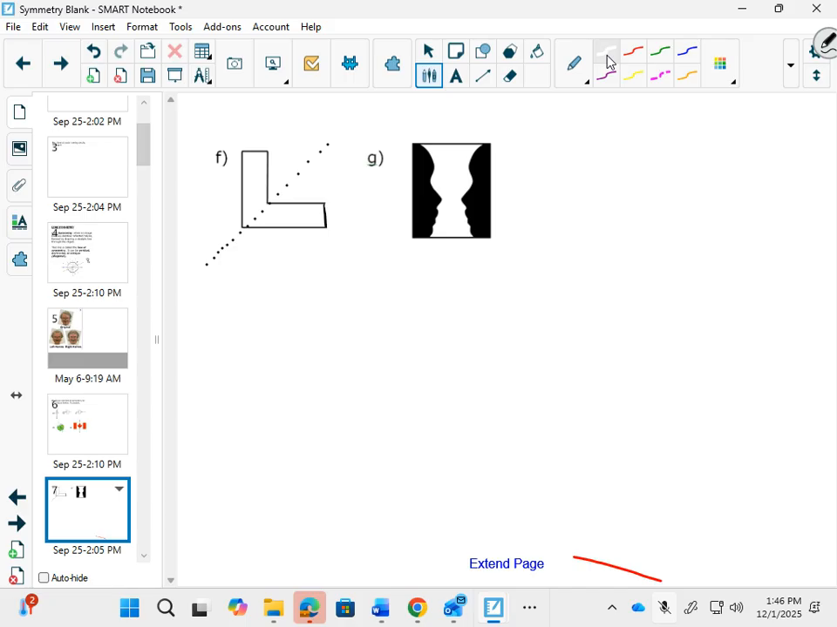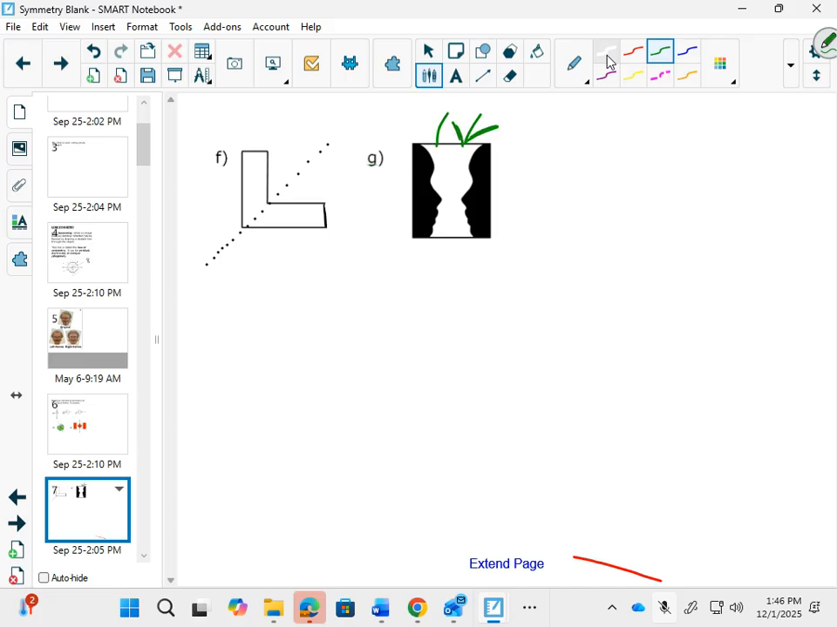Wait, what do you see in G? They're facing each other? Okay. Do you see two faces? Is that all you see? Maybe you see the vase.